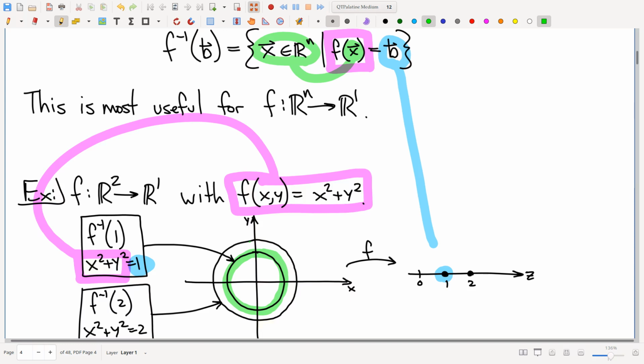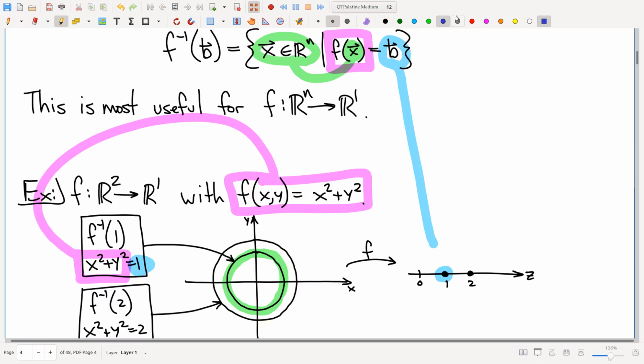So this green circle is the pre-image of the value 1 for this function, f equals x squared plus y squared, and therefore this is a level set. It is the level set for this output value 1. Okay. All right.